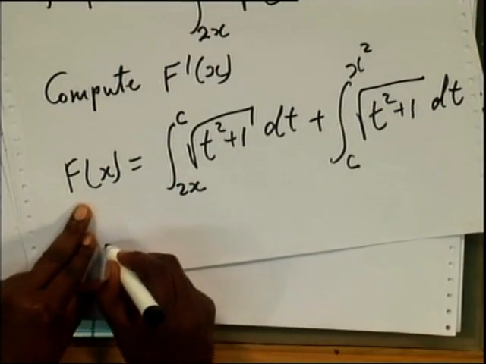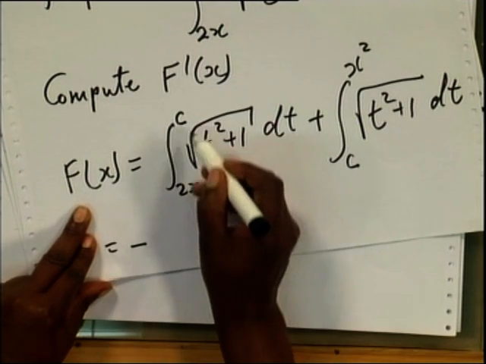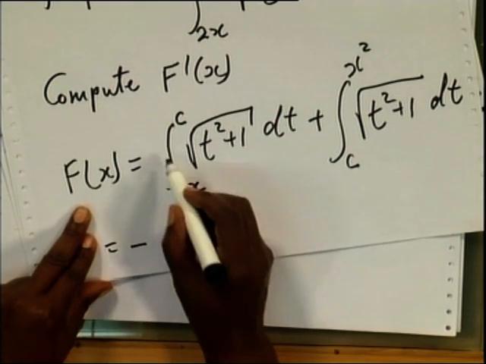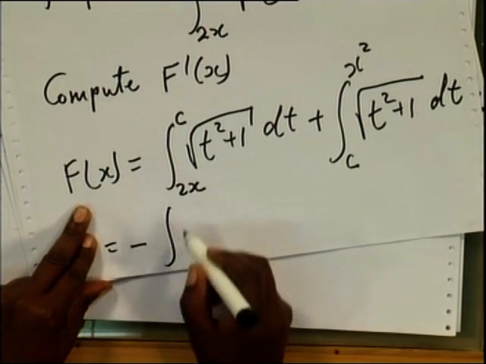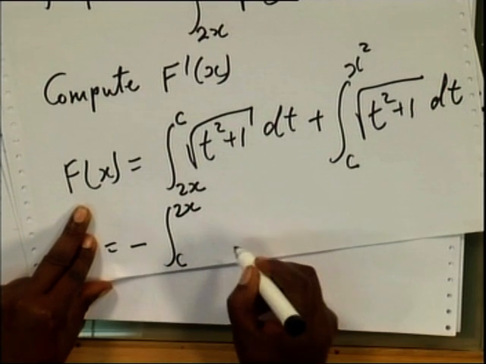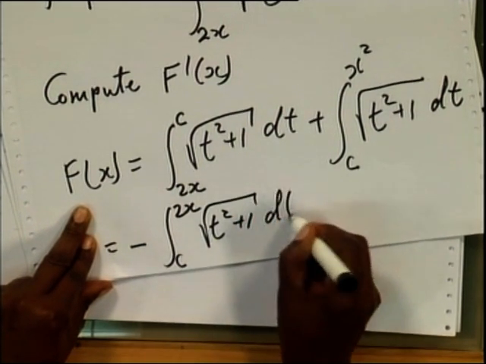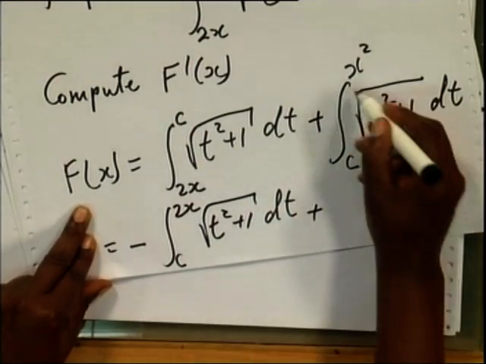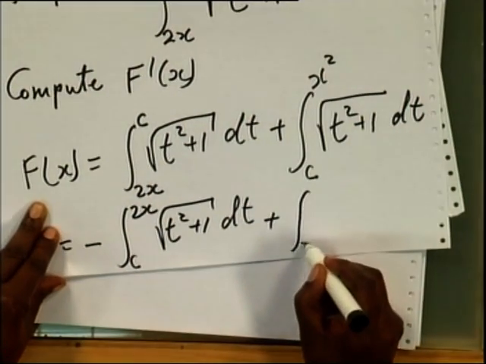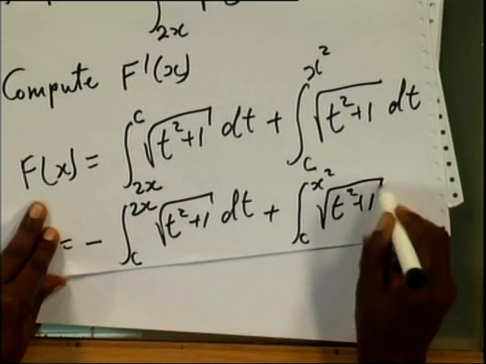So I'm going to create a minus sign. The minus will change the bounds from the bottom to the top or from the top to the bottom. So I'm creating a minus, the integral. Now the c comes at the bottom, the 2x goes at the top. Then my function stays the same, dt, plus, this is in the standard form already, so I'm leaving it like that: the integral from c to x squared of the square root of t squared plus 1 dt.